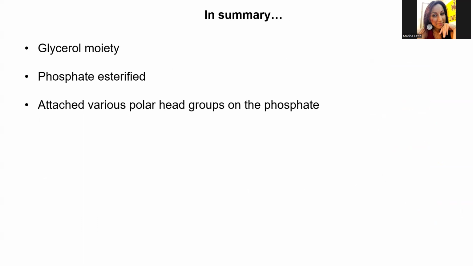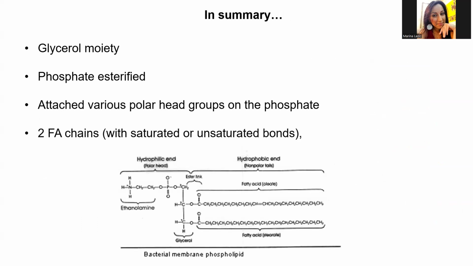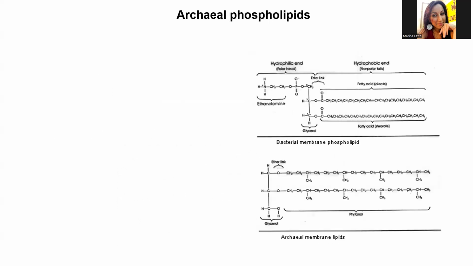So in summary, phospholipids have a glycerol moiety, phosphorus, esterified, with various groups attached to the phosphate. And you have two fatty acid chains, with saturated and unsaturated carbon. This is the basic structure of phospholipids, and we already know where the glycerol is coming from. I won't go into detail on polar head groups, but fatty acid biosynthesis is something I will cover right after archaeal phospholipids.